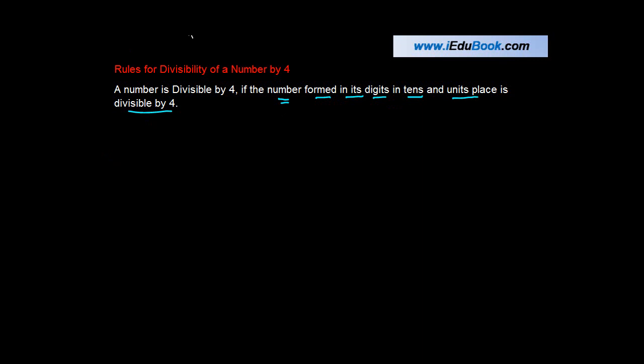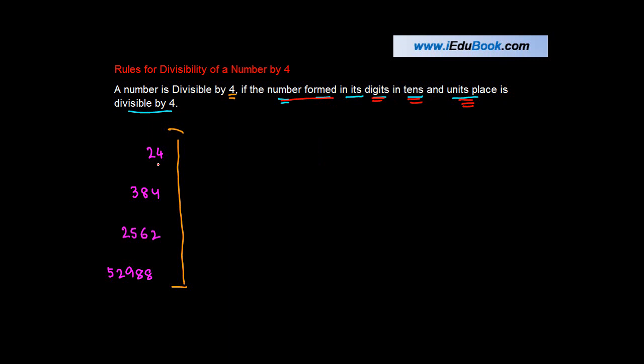We'll take 3 examples. Let's say you have a number 24, you have a number 384, you have a number 2562, and you have a number 52,988. What the rule says is that for any number, and again, it can have as many digits as possible, the relevant thing to see whether it is divisible by 4 or not is the number formed in its digits in the tens and units place.